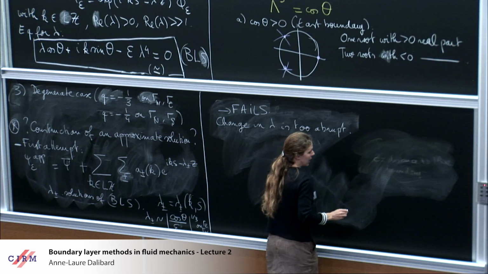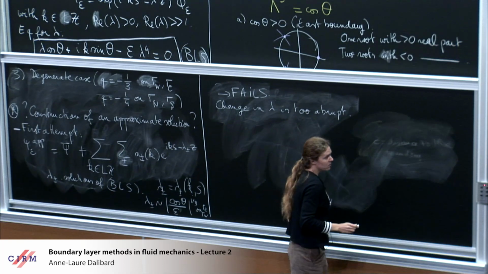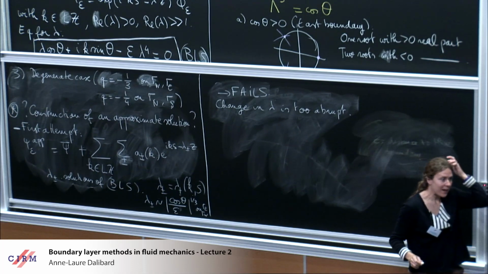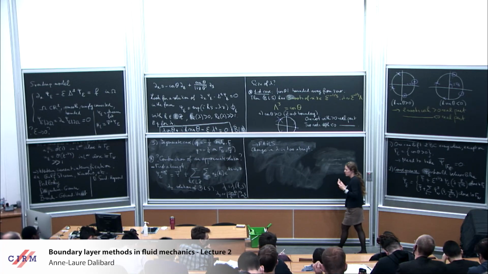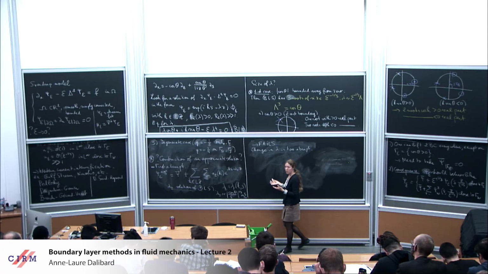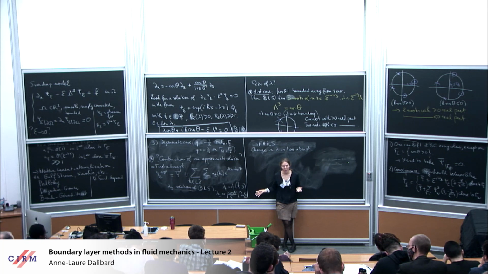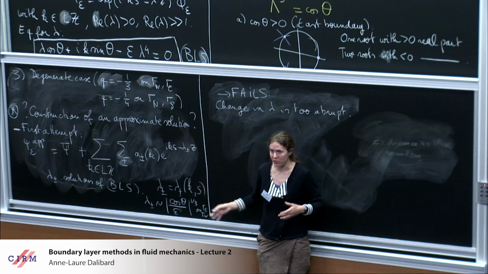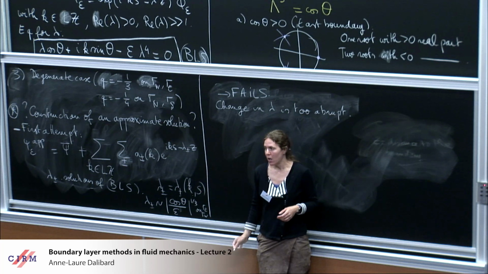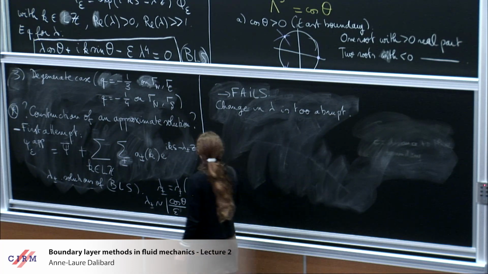Okay. And this is really linked to the degeneracy issue. If you didn't have a degenerate situation, then you wouldn't have such an abrupt change in lambda, and essentially this would work. The fact that this ansatz fails is really linked to degeneracy. So you need to do something else.